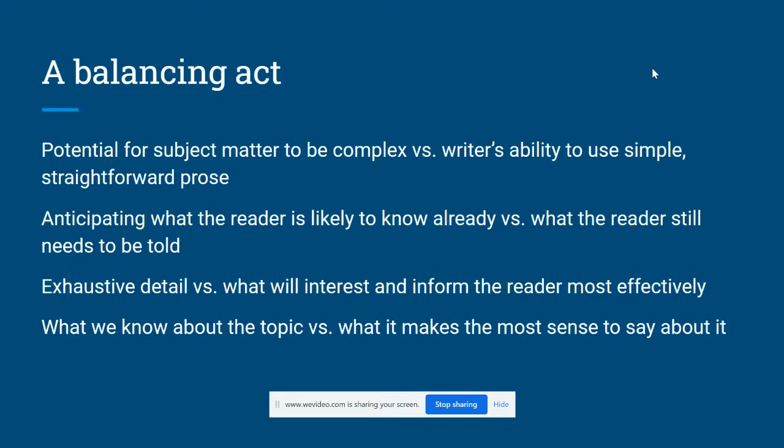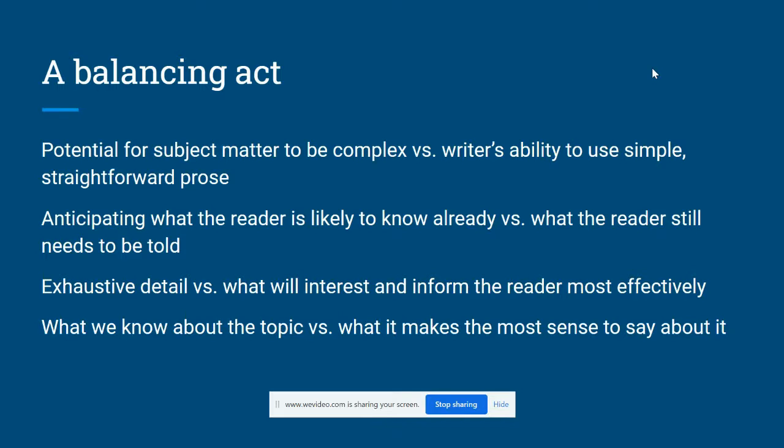What we have then is a balancing act. The potential for subject matter to be complex versus the writer's ability to use simple, straightforward prose is one of these balancing acts. Another is anticipating what the reader is likely to know versus what the reader still needs to be told. A third balancing act is exhaustive detail versus what will interest and inform the reader most effectively. Lastly, there is the balancing act between what we know about the topic versus what it makes the most sense to say about the topic.